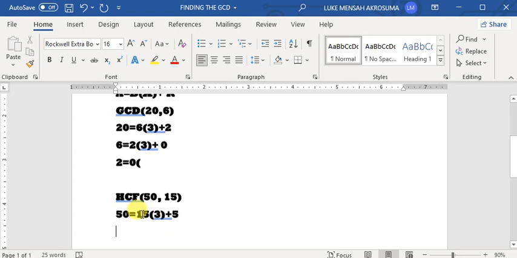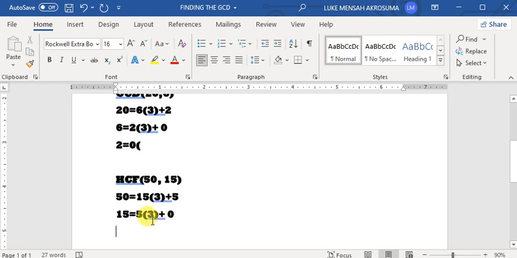Next, we bring this 15 down here. Next, we bring this 5 to replace the former position of 15. We ask ourselves how many times 5 will equally go into 15, and that is 3. The product of 5 and 3 is 15. That means there is no remainder.